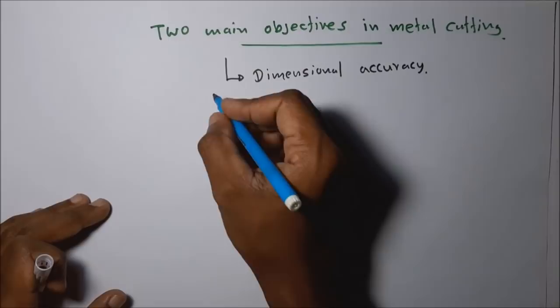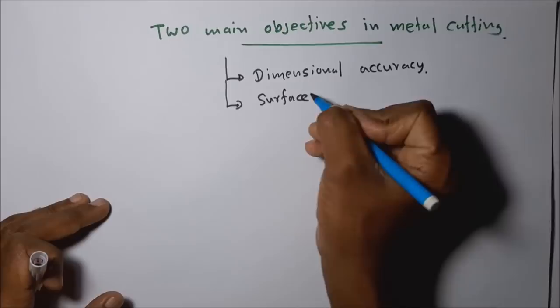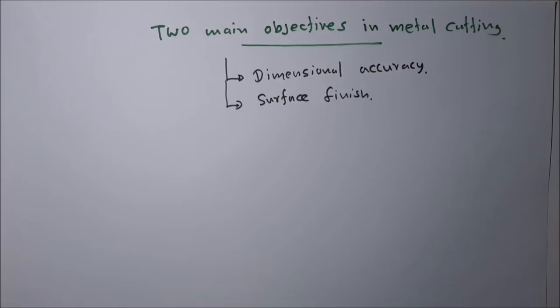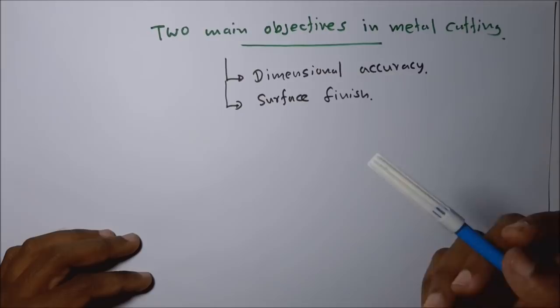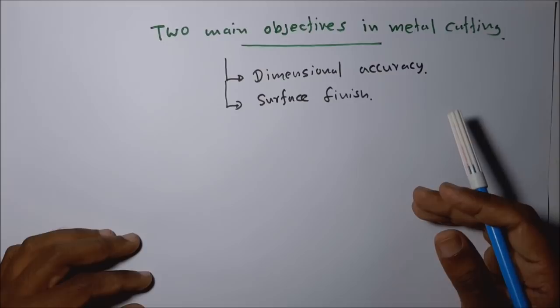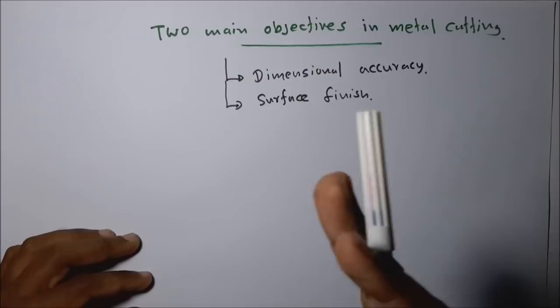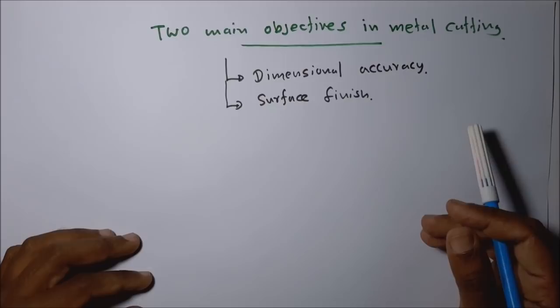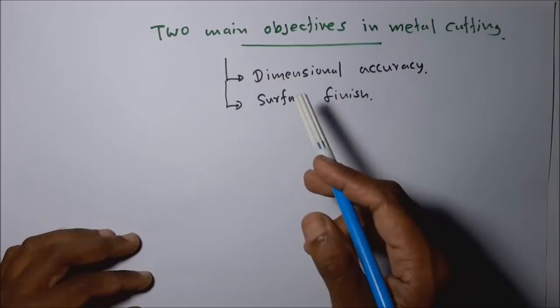Then the next one, the surface finish. The required surface finish in some situations is critical. For example, if we take the slider bearing, the smooth surfaces we have to obtain for the slider bearings. In a design, in drawings, it is also mentioned for certain surfaces that we have to obtain the surface roughness values given in the drawings. The surface finish is also a very important main objective in metal cutting operation. These two are the major objectives.